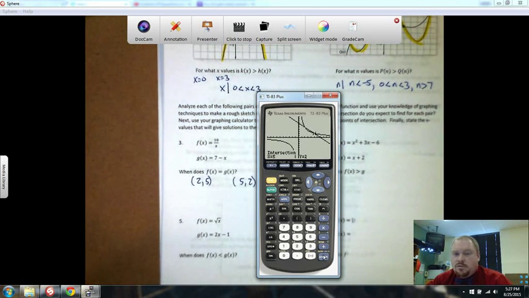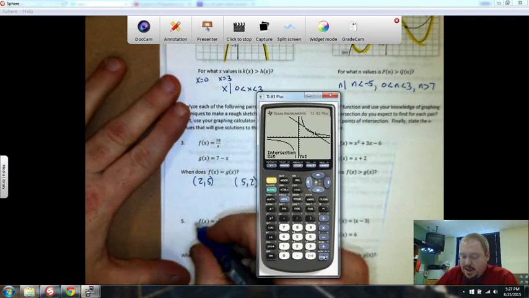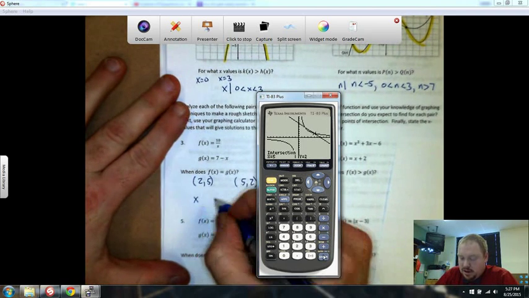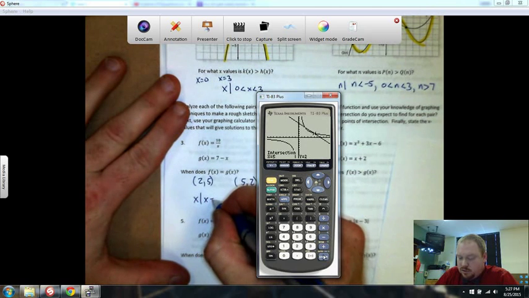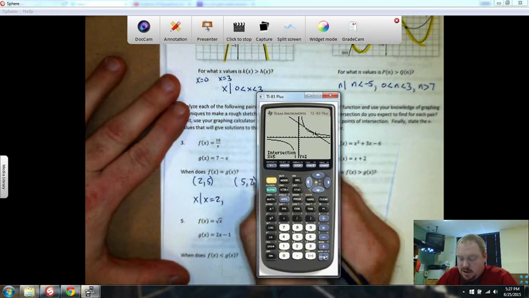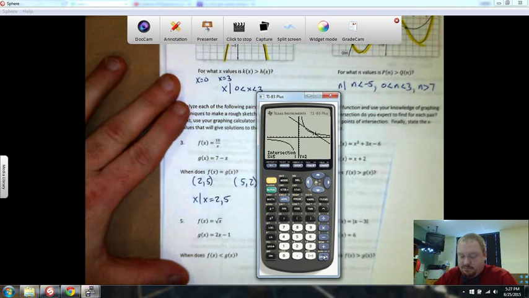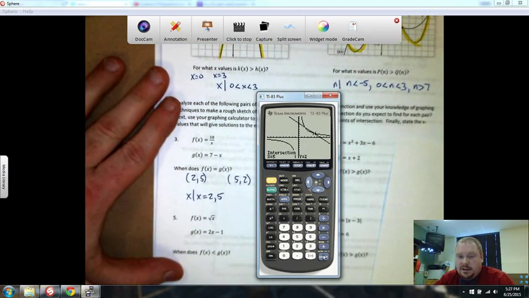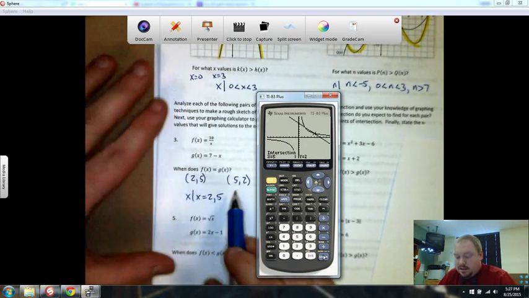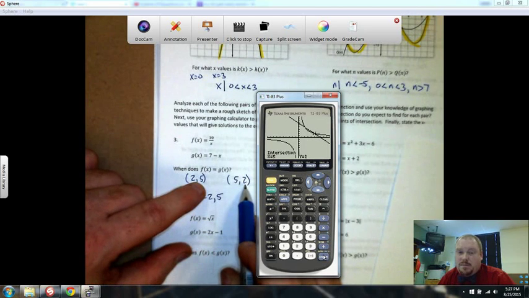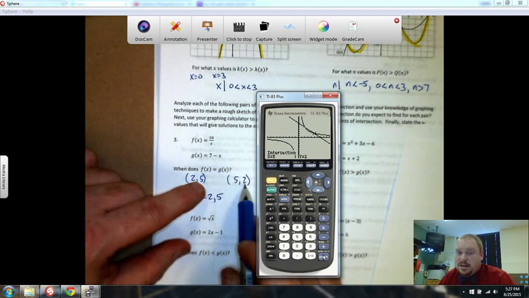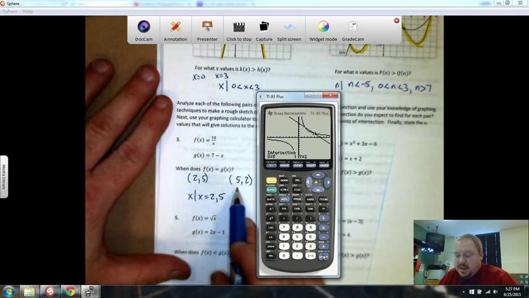So, when is f equal to g? When do the 2 lines cross? Or 2 curves, if you will? They cross at x such that x equals 2 and 5. Now, the fact that the y values happen to be 5 and 2 as well are just purely coincidental. I'm listing the x coordinates.